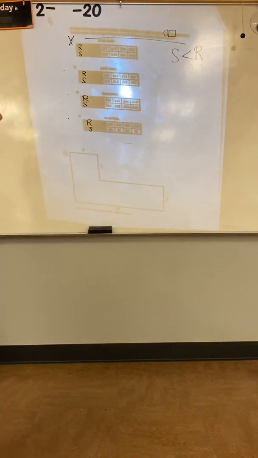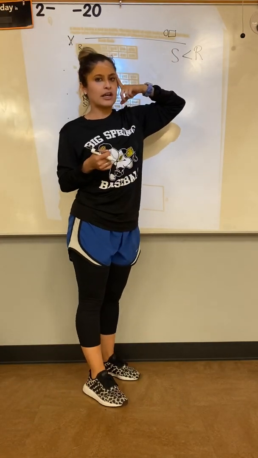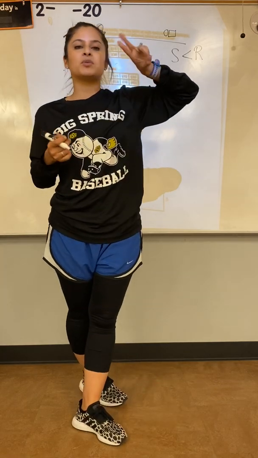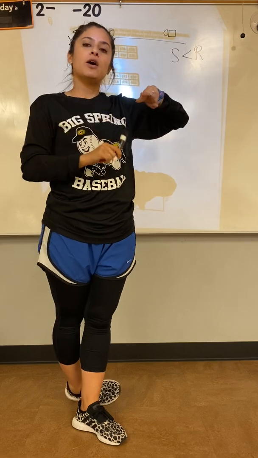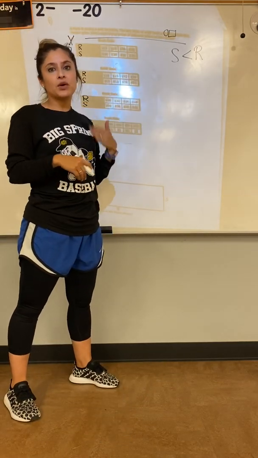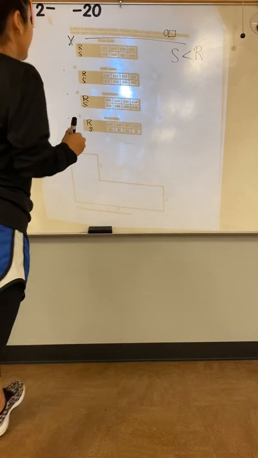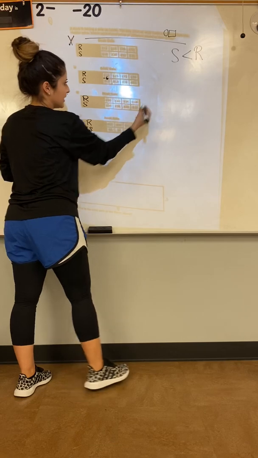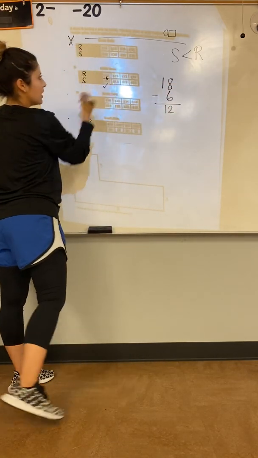6 less. Now when we see that keyword less, we think about what operation that could be. Well, adding and multiplying gets me to a bigger number. Subtraction and division gets me to a smaller number. Now when we say 6 less than something, we know that we're going to subtract. All right, let's take a look at G. 18 minus 6. When we subtract that out, oh, we get 12.